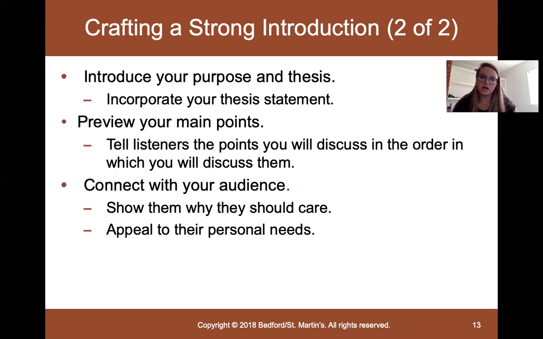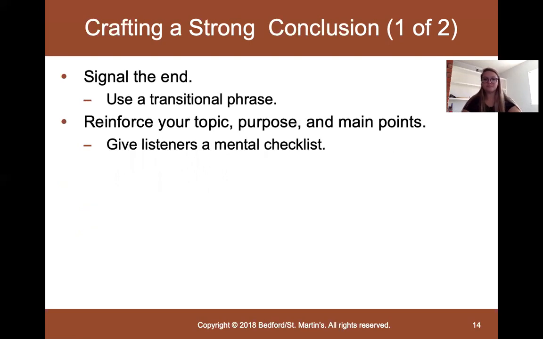And then connect with your audience. Show them why they should care and appeal to their personal needs, right? Like with the environment. How many of you like to breathe air? Like appeal to them, like appeal to why it should matter. Make them listen to you.